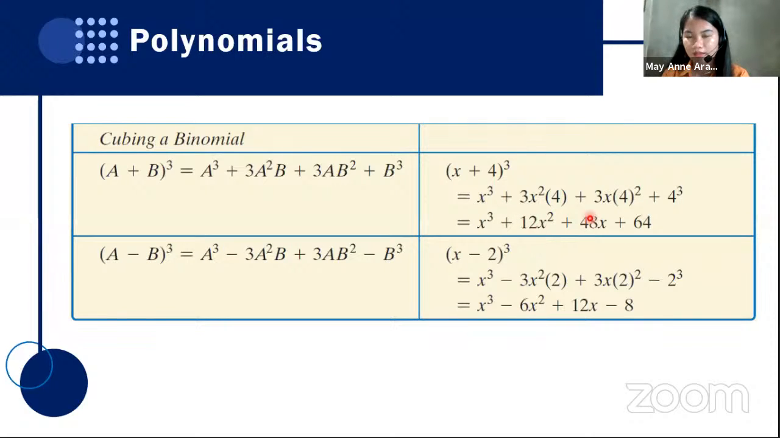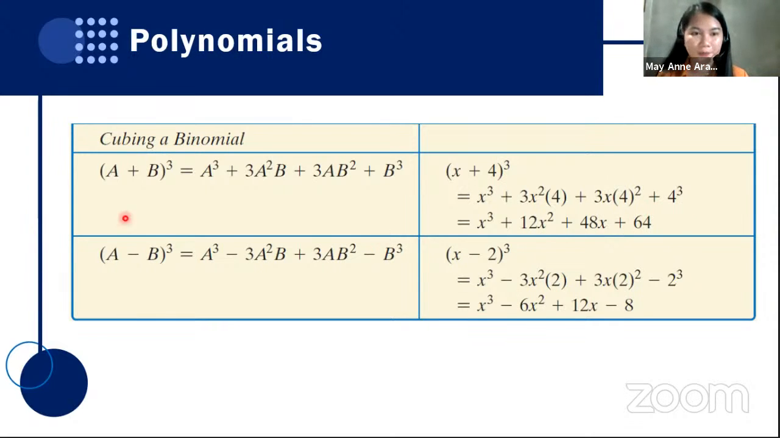So next, we have 3x. So this one, we multiply it by x squared. This is the other term. So 4 times 4 is 16. 16 times x, 16x times 3. So you have 48x. And for the last term, just cube the last term of the binomial, which is 4. So, in this case, we have 4 cubed.